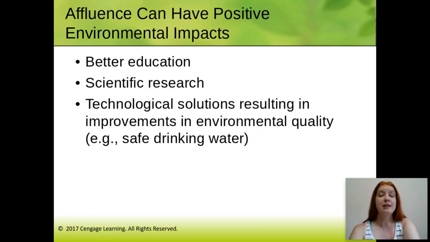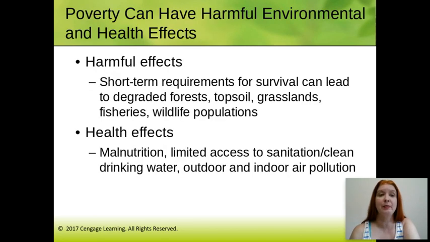One, usually if you have more money, you have access to education. Hopefully everyone has access to education, but definitely if you've got money, college education is a little bit easier. They can help fund scientific research. Bill Gates does this. He finds issues that are going on and he goes, I'll give $1 million to whoever solves this problem. So he's helped solve a whole bunch of problems. And then technological solutions resulting in improvements in environmental quality. So for example, helping to fund things that would get us safe drinking water would be super nifty.